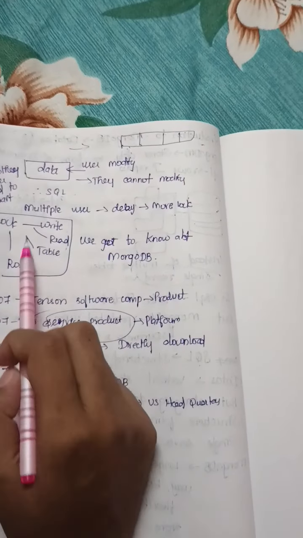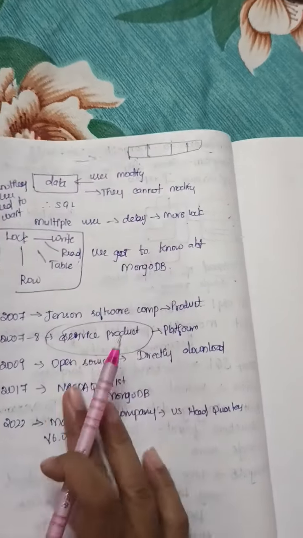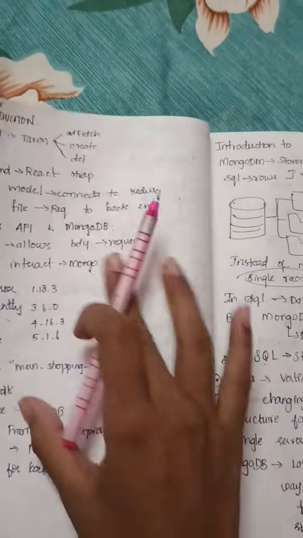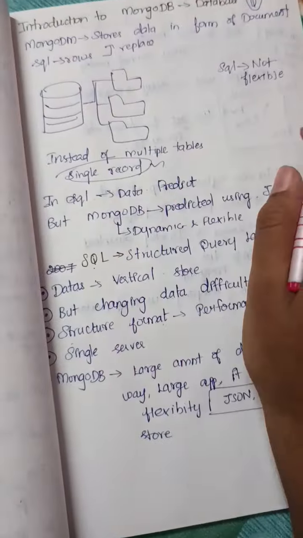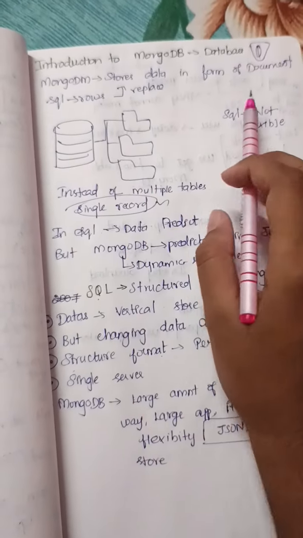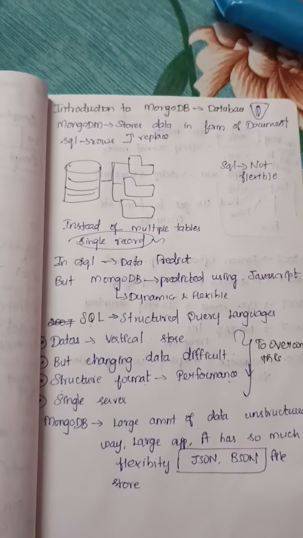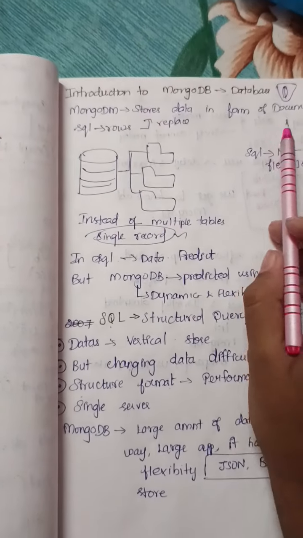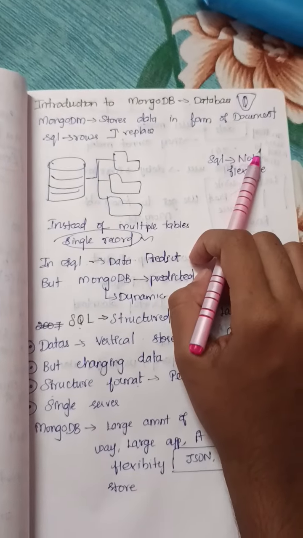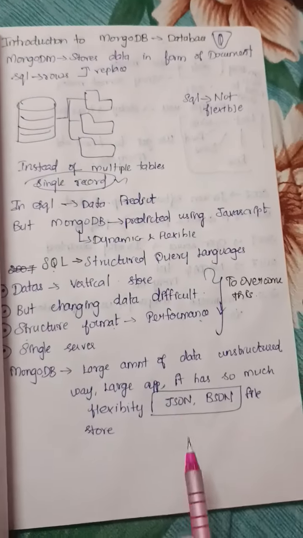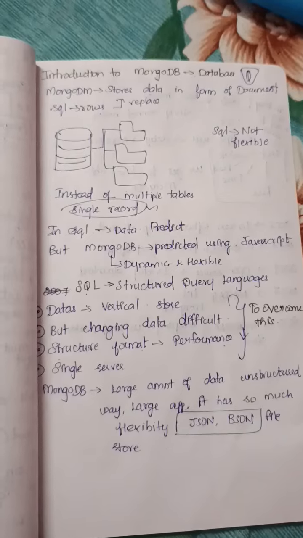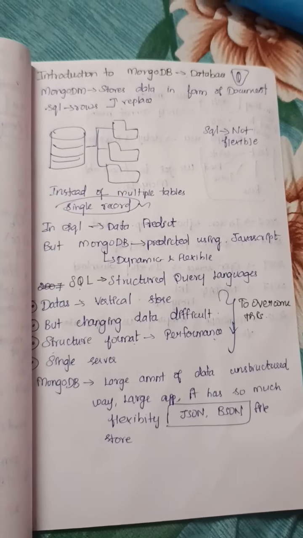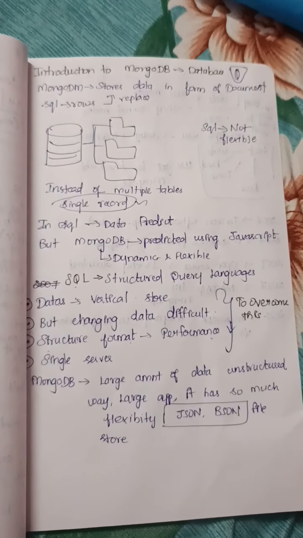To overcome this, we get to know about MongoDB, which is also used to store data, but it doesn't store the data in table format. It stores the data in documents, in the sense we use JSON or BSON files. This is how they are spelled, JSON or BSON files. A large amount of data we are able to store, and even if it is unstructured, it is able to store it.